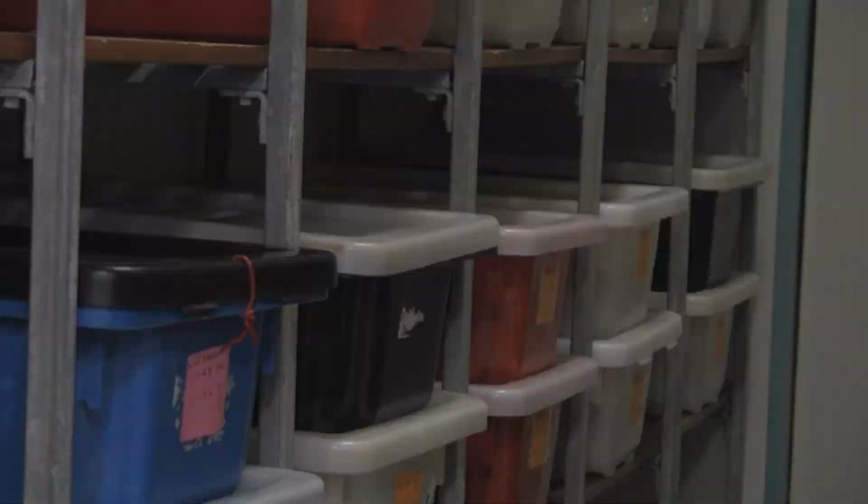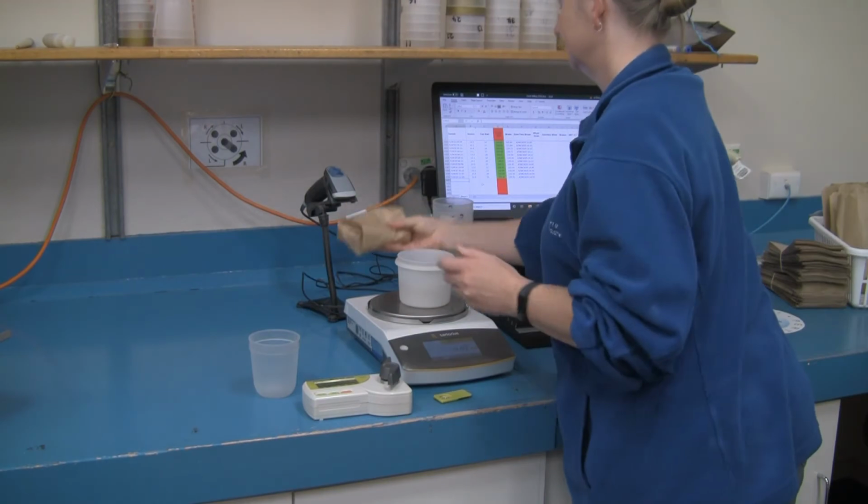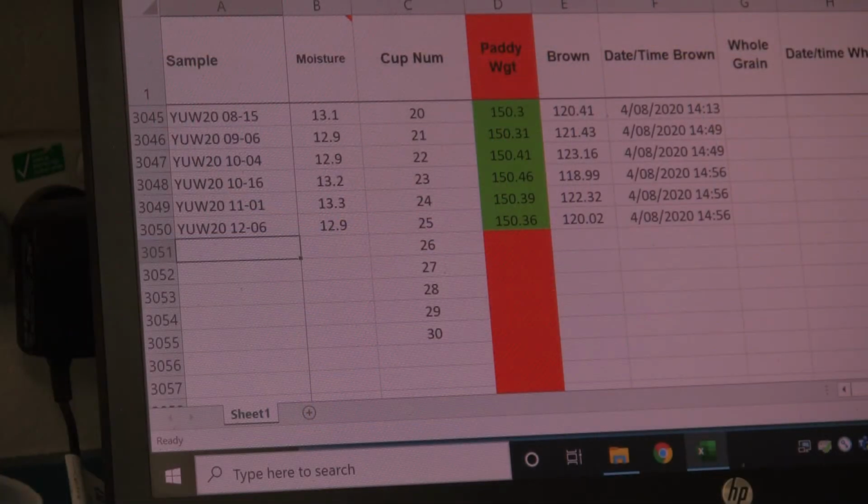After tempering, the samples are brought to the mill room to determine whole grain yield. The first step of the process is to remove the outermost layer of the rice grain, commonly called husk or hull. This is called dehulling and produces brown rice.